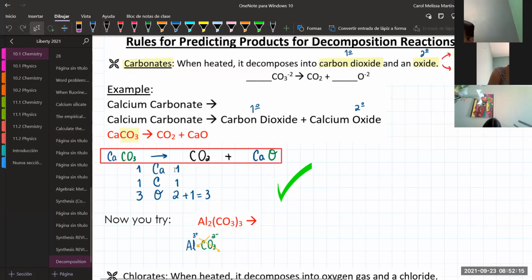When you have the answer, you send it to me in the chat. Even without balancing, you can send me the answers without balancing, just to see if you understood what is going to be formed.